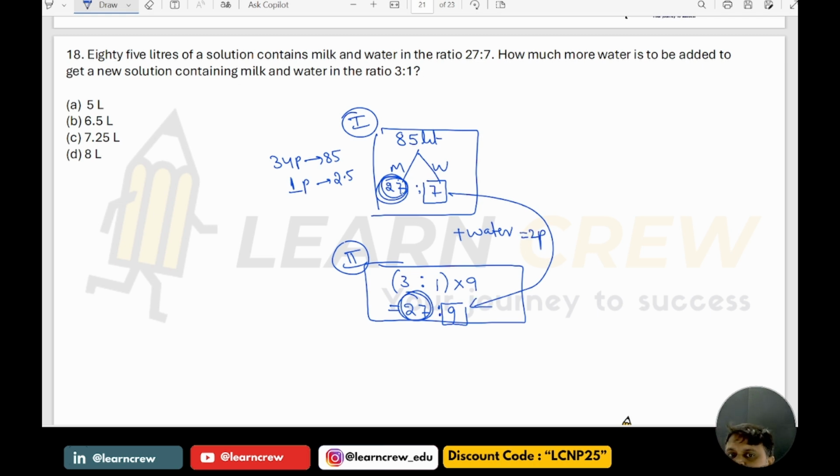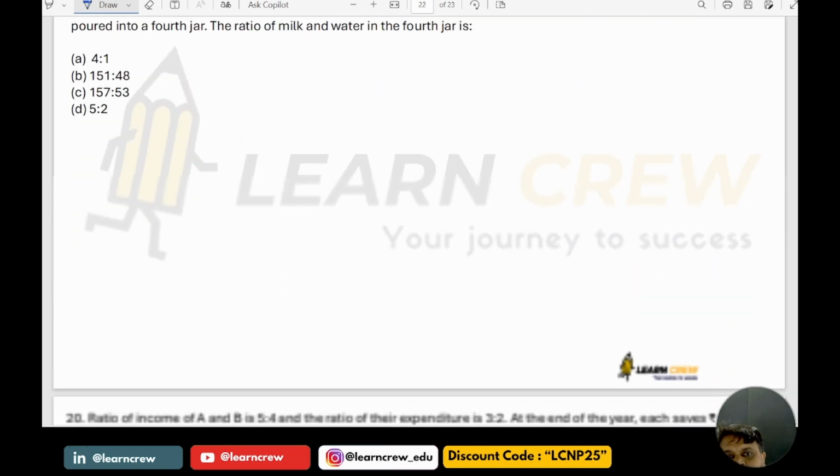So initial mixture how many parts? 34 parts. If 34 parts initially is 85, water added is how many parts? Water added is 2 parts. So 1 part you already calculated as 2.5. So 2 parts would be 5. So the answer is 5 liters of water is added. I hope it is clear. Next.